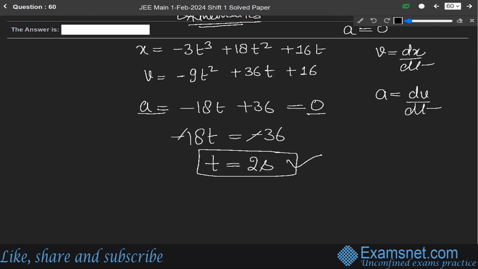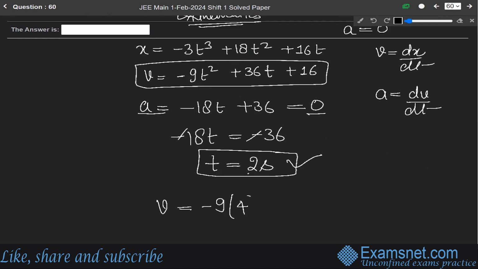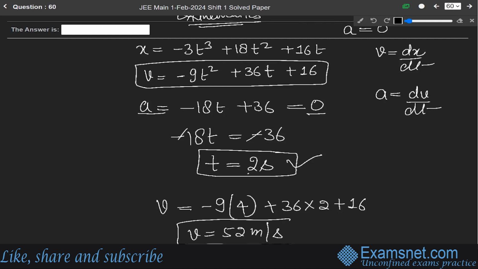So putting this value of 2 in the velocity expression, we get velocity v for time equals to 2 second equals to minus 9 into 4 plus 36 into 2 plus 16. So velocity v will be 52 meter per second when the acceleration becomes 0. So this is our final answer.